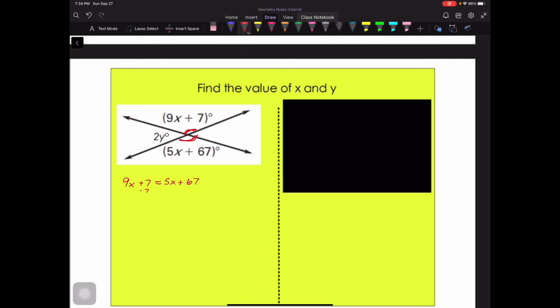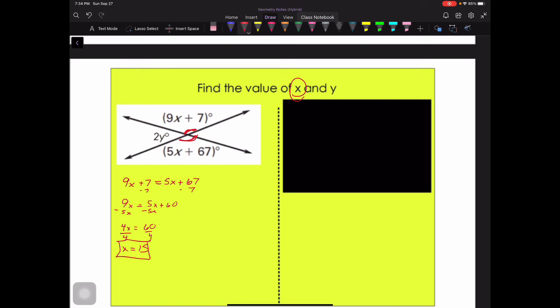So we'll go ahead and subtract 7 from both sides. 9x equals 5x plus 60. Subtract 5x. You could have done that in any order. It does not matter. So 4x equals 60. Divide both sides by 4. X equals 15. So it says find the value of x. So we're done with that. But we need that to help us find y.